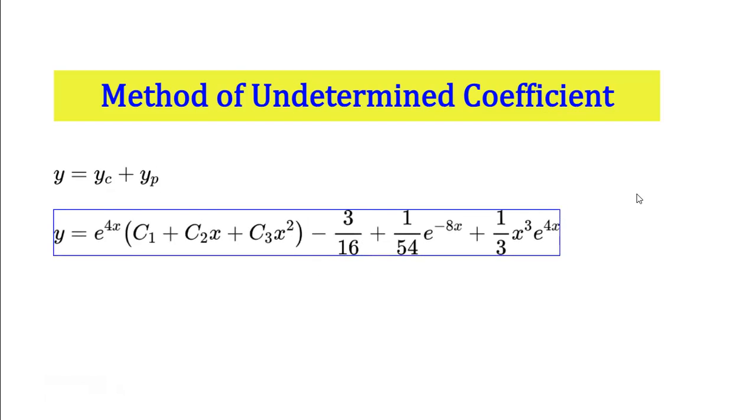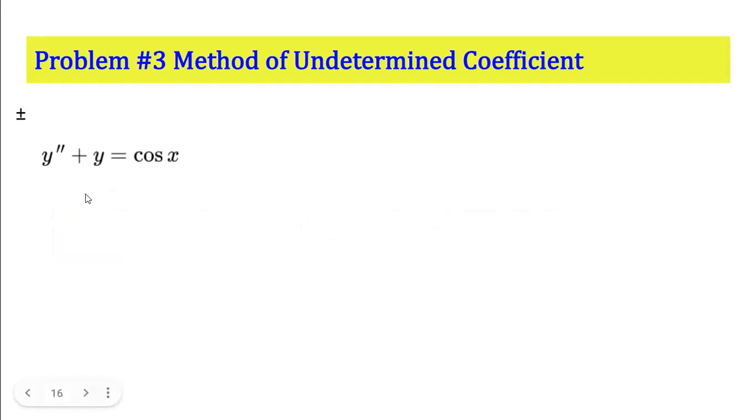So let us see our final and last problem on the method of undetermined coefficients. So this is our last problem. We have y'' + y = cos x. The first and foremost thing is for us to write the characteristic equation for this. Before doing this, we need to make the equation homogeneous by setting it equal to 0. So we have y'' + y = 0. Writing this in characteristic form, we'll have r² + 1 = 0.